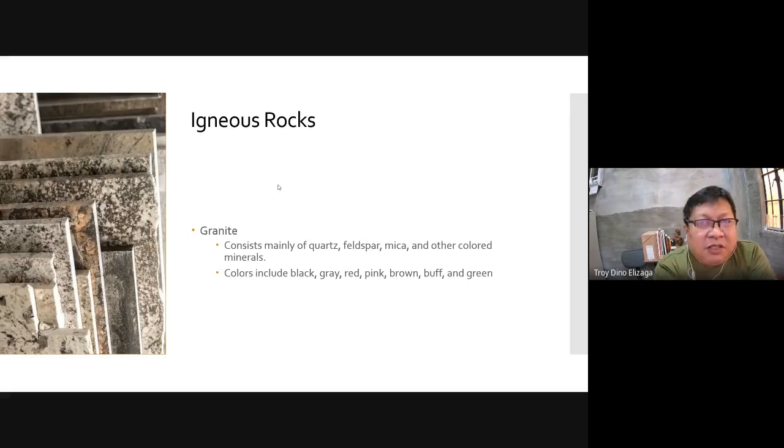Let's talk about the different types of rocks that are used in construction. For igneous rock, one very common and popular example is granite. It consists mainly of quartz, feldspar, mica, and other colored minerals. Colors include black, gray, red, pink, brown, buff, and green. So we have here an example in the pictures.